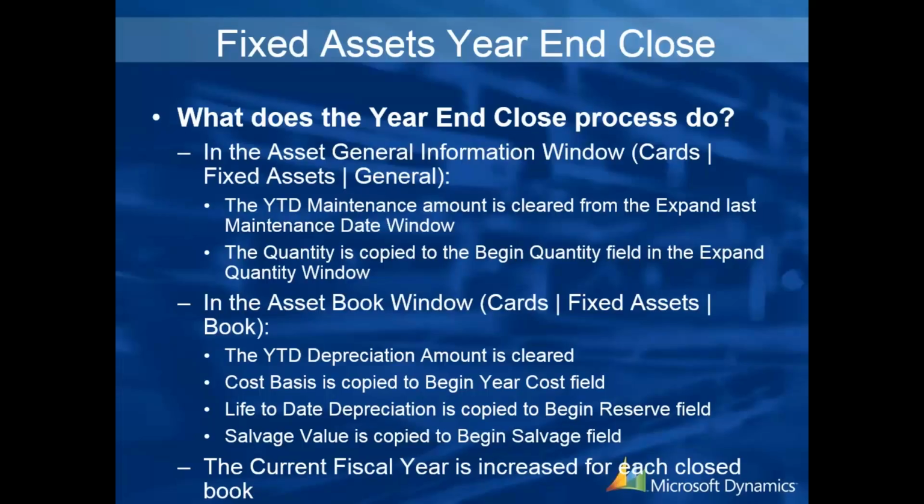Again, when we close the fixed asset module, the year-to-date depreciation amount is zeroed out for the new year. Cost basis is copied to the beginning year cost field. Life-to-date depreciation is copied to the beginning reserve field, and any salvage value is copied to the beginning salvage. Also, the current fiscal year is increased for each closed book. So it will say 2017, and then you'll be able to process 2017 transactions.